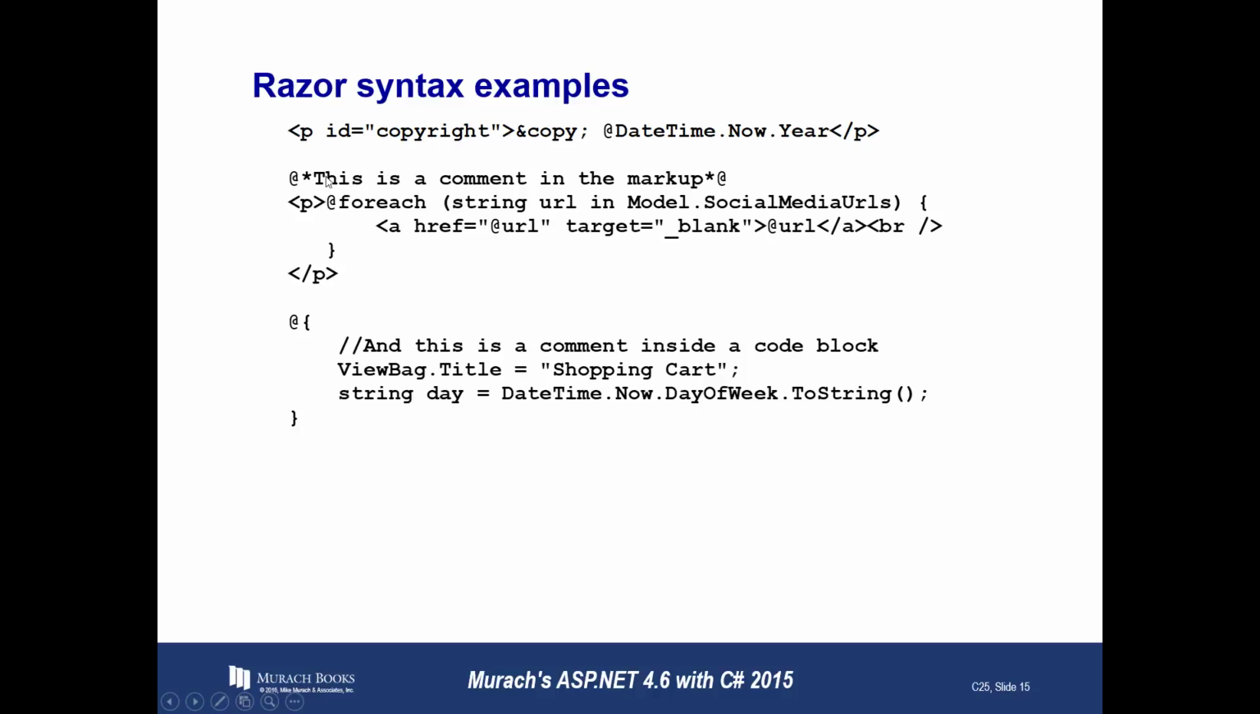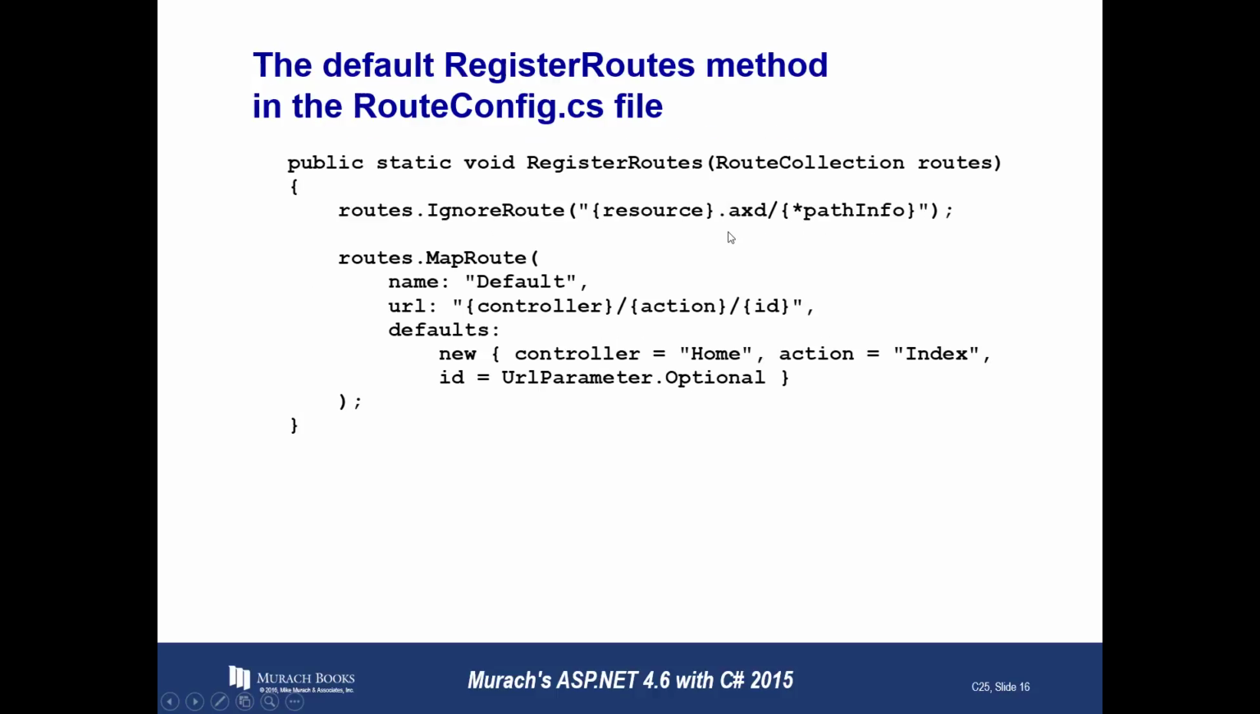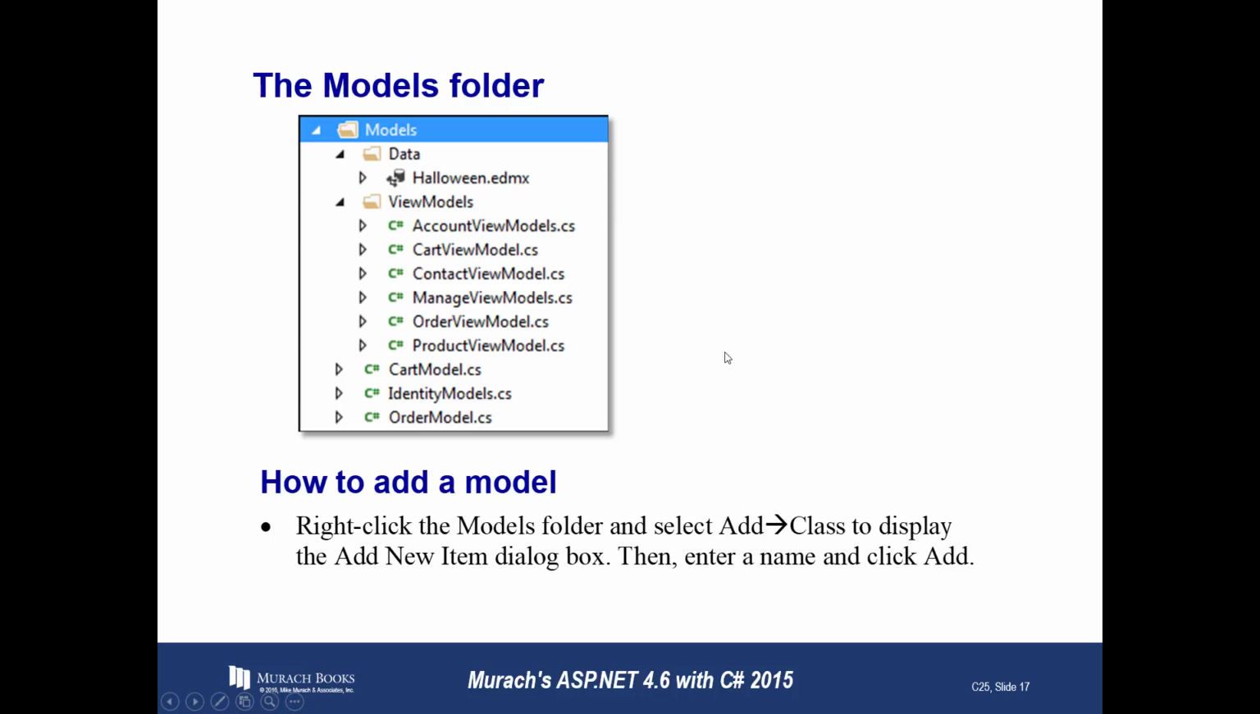Whenever you want to put in Razor code, you'll be doing stuff like this. Right there and right there. Again, you will see this as we go on. We're going to talk about the route config. This says that by default, when you start up the program, run the index method of the home controller.